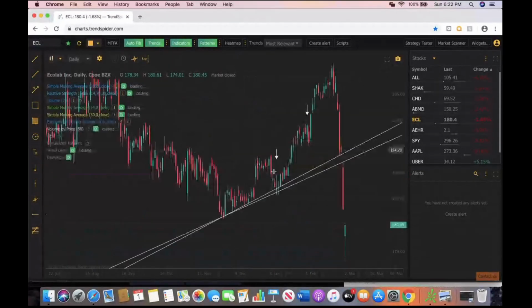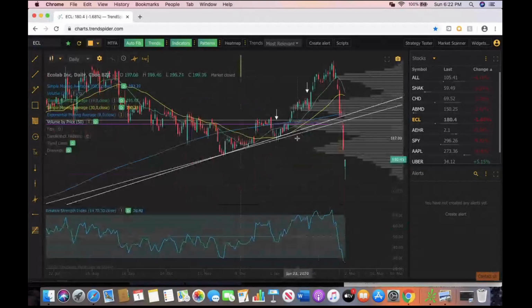Another one I wanted to go over is ECL. Same kind of thing here. I focused on the trend line support as well as the volume by price. We had some bottom wicks here that went into the support level, and I entered on the second wick. From there, after about 2 weeks, we went to around this level at 198.